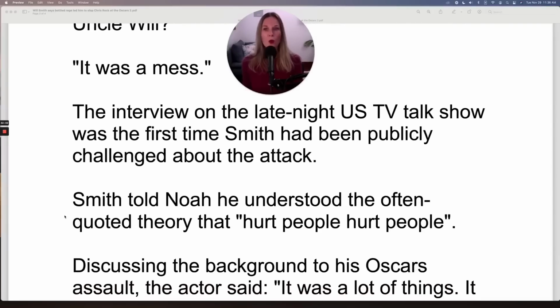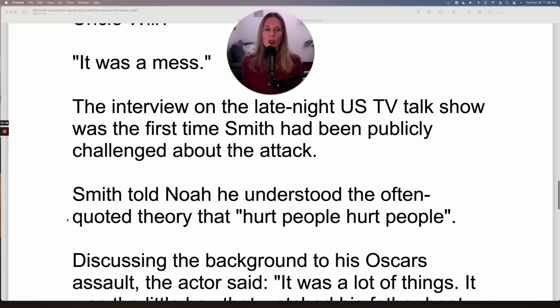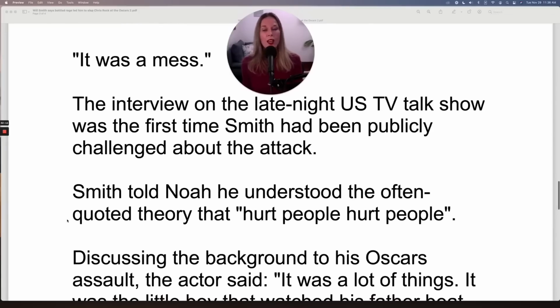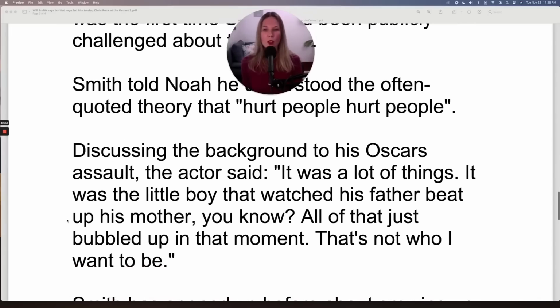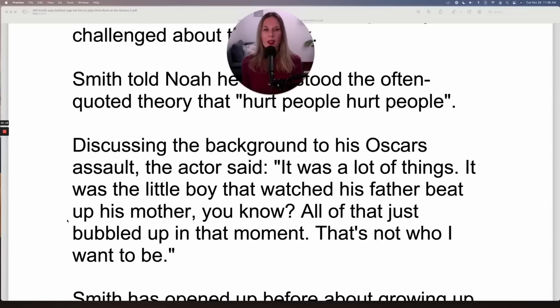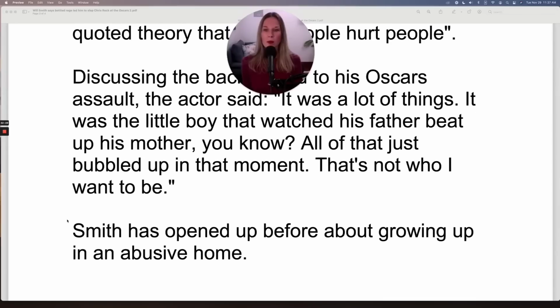The interview on the late-night U.S. TV talk show was the first time Smith had been publicly challenged about the attack. Smith told Noah he understood the often quoted theory that hurt people hurt people. Discussing the background to his Oscars assault, the actor said, "It was a lot of things. It was the little boy that watched his father beat up his mother, you know? All of that just bubbled up in that moment. That's not who I want to be." Smith has opened up before about growing up in an abusive home.